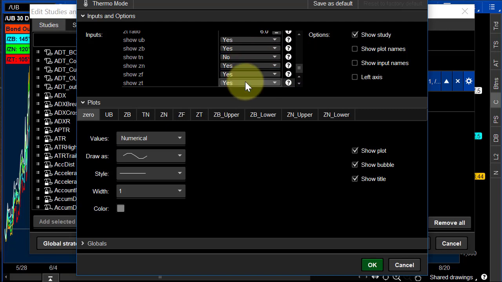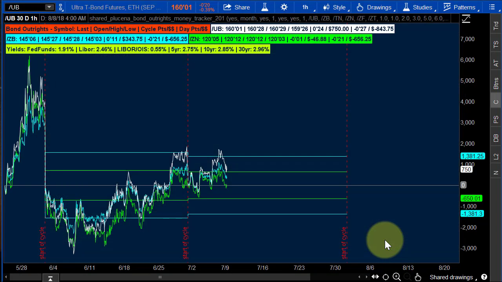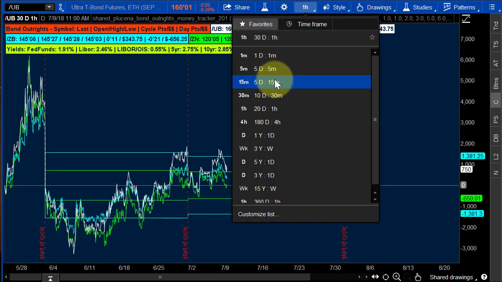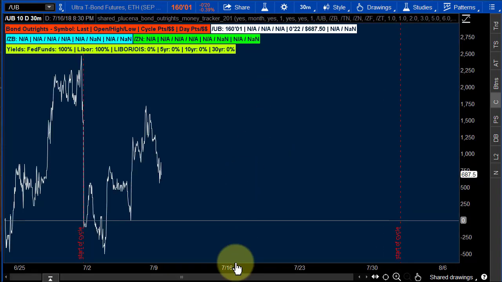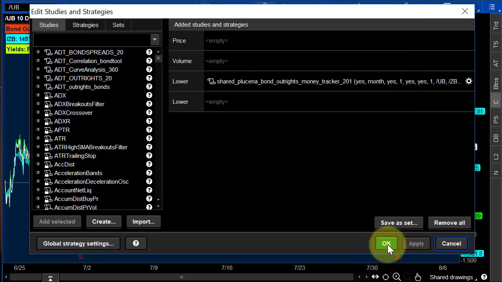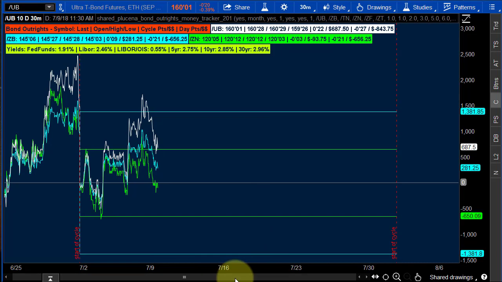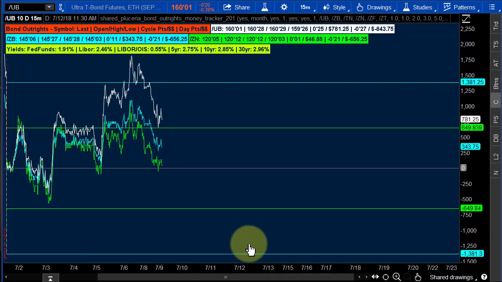And then I just turned off what was confusing for me. I wanted to simplify things. So I'm always going to tinker with these tools. ZB lower, ZN, OK, apply, OK. We have a little bit more data on here, so let's go to a 10-day, right? Because if we're going to go monthly, right now it's June 8th or 9th or whatever it is. So I only need about 10 days. You got that? Started from the beginning. There you go. That's how I set it up.